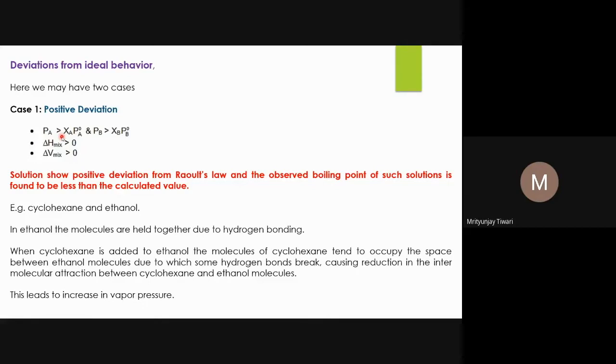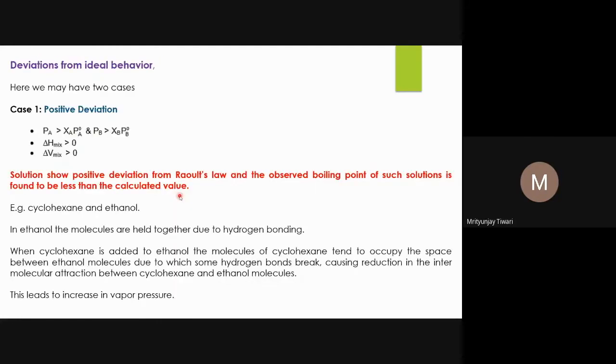Another way to look at this is that in making this solution, the system has already absorbed certain heat from the surroundings. That much heat we don't have to provide now to boil the solution. That heat corresponds to a temperature, so by that much extent we have to provide less energy, which means by that much extent the boiling point will be decreased. And so solutions with positive deviation will have a lower boiling point than the boiling point of the solvent.